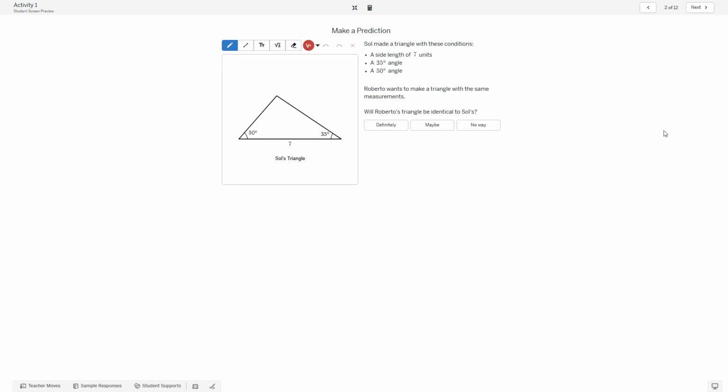Okay, and the next question we have is make a prediction. Sol made a triangle with these conditions: a side length of 7 units, a 35-degree angle, and a 50-degree angle. Roberto wants to make a triangle with the same measurements. Will Roberto's triangle be identical to Sol's? And we want you to think about that. Okay, you can write that down in your packet, and we will continue here to take a little bit further look on that question.